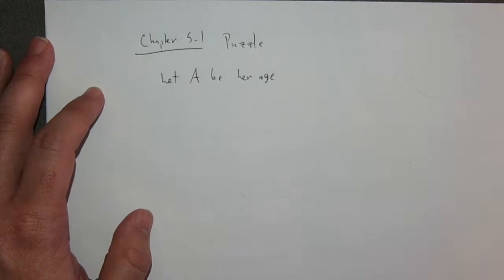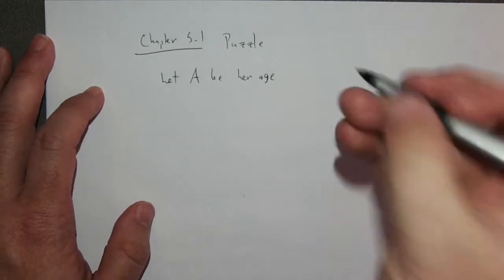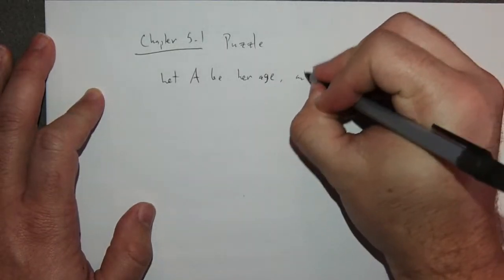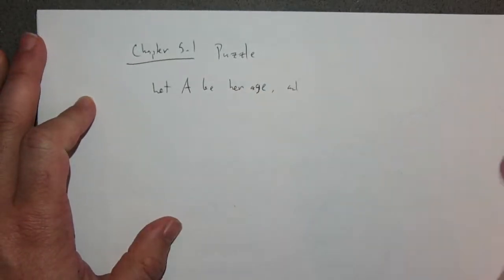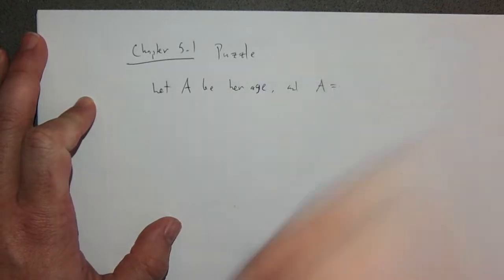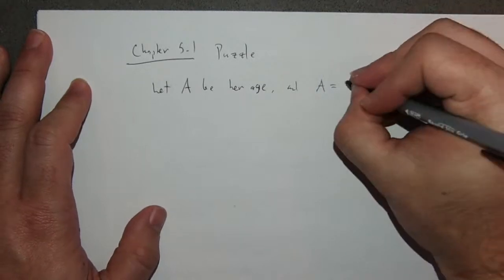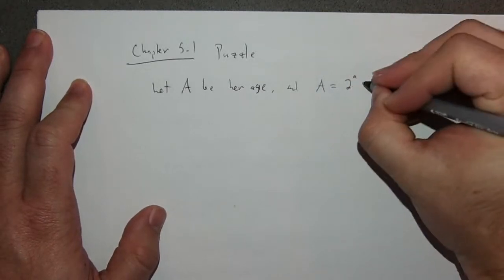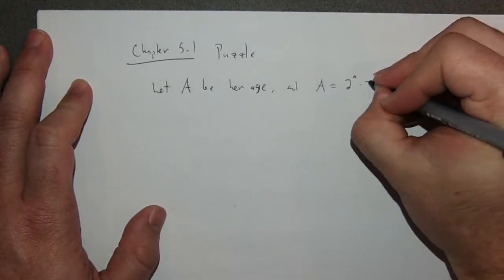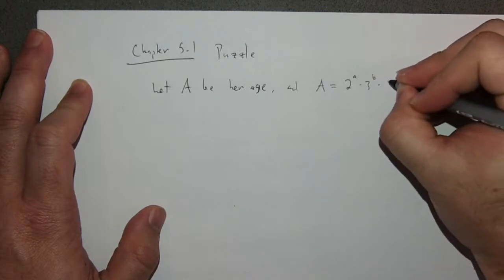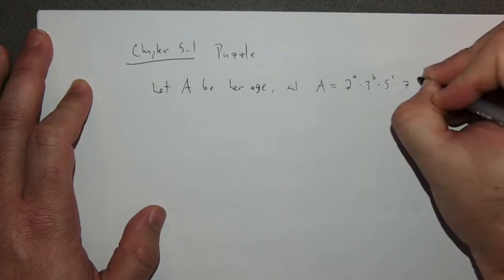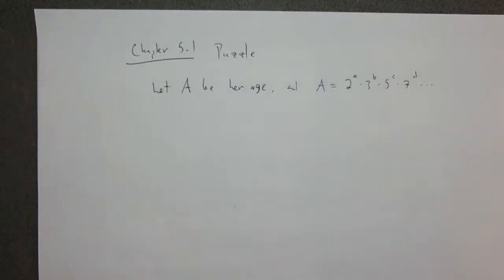Okay, so let A be her age, and her age is a positive integer, so we will write it as its prime factorization, so 2 to the A times 3 to the B times 5 to the C times 7 to the D, and so on. Okay. All right, so that's the prime factorization.